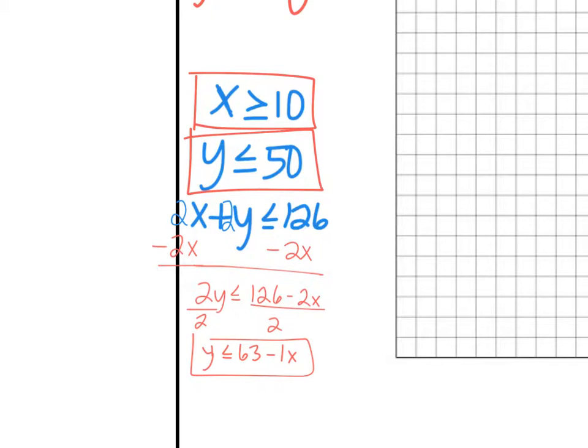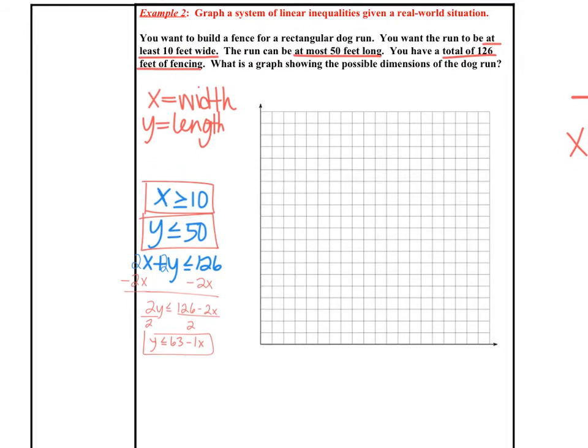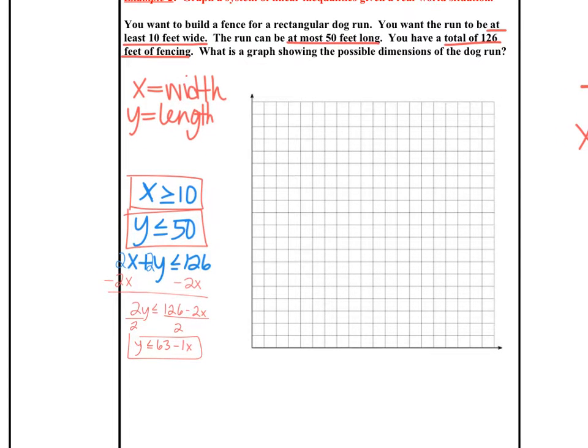You know what? We said what x stands for. What's it stand for? Width. And how are we measuring width? How are we measuring things in this problem? Feet. So x, label it width in feet. And then y, we are going to label length in feet.